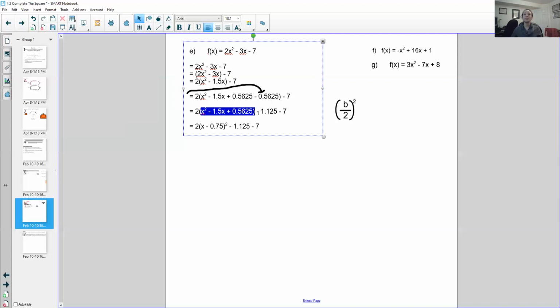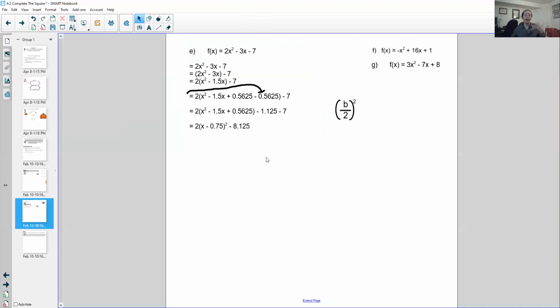And now I'm left with these 2 terms at the end, which I can add. So negative 1.125 minus 7 should be negative 8.125. And you have completed the square of a trinomial that is not pretty. It's got decimals and a values. But you still can do it. It is the same process and the same steps.